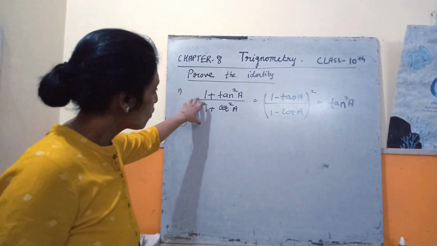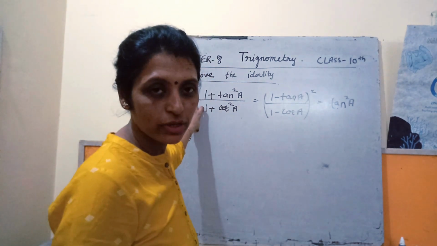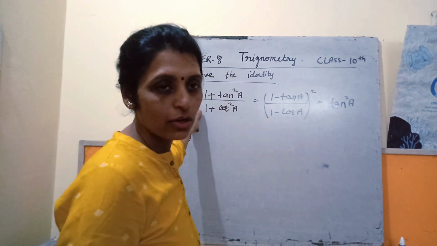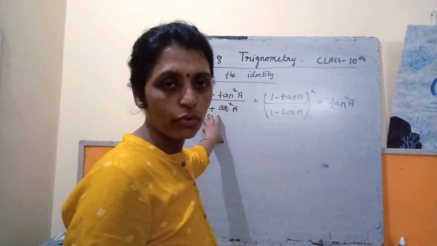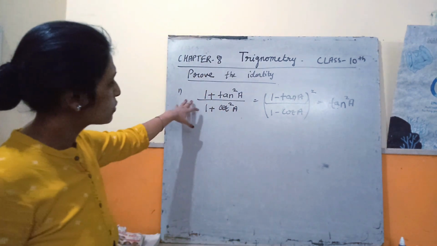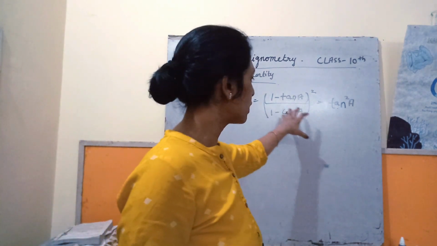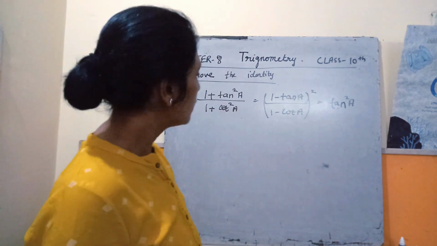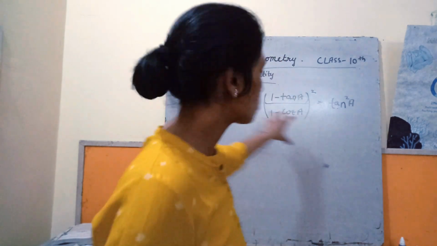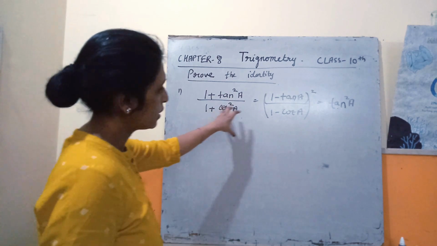In this video, I'm going to take one of the questions from chapter 8, Trigonometry, of class 10. In this question, we have to prove one of the identities. The question is: (1 plus tan square A) upon (1 plus cot square A) is equal to ((1 minus tan A) upon (1 minus cot A)) whole square is equal to tan square A. We have to prove this left hand side and right hand side. There are two of them.